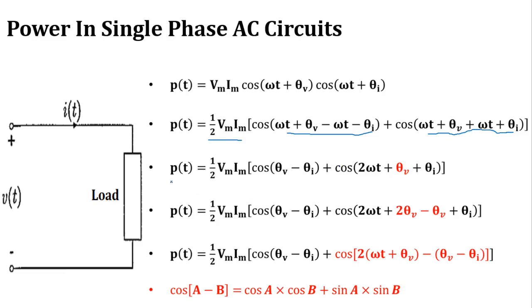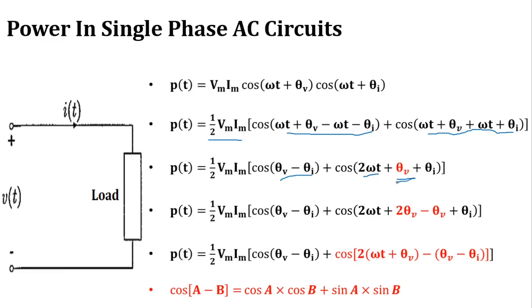Next, simplify the equation. This 1/2 Vm Im will remain the same. Here omega t minus omega t will cancel out. So the resultant angle becomes theta v minus theta I. So I will write simply theta v minus theta I. Here omega t plus omega t is equal to 2 omega t, and theta v plus theta I.